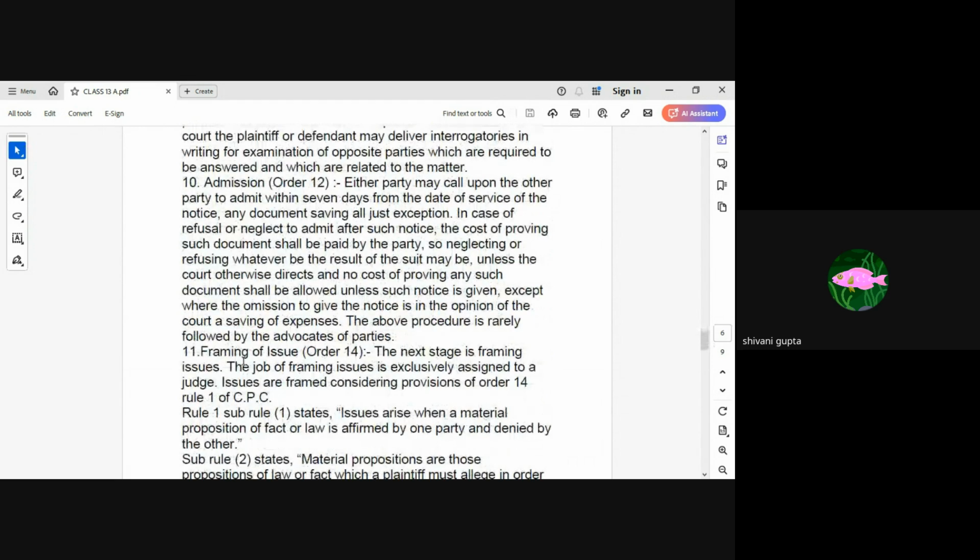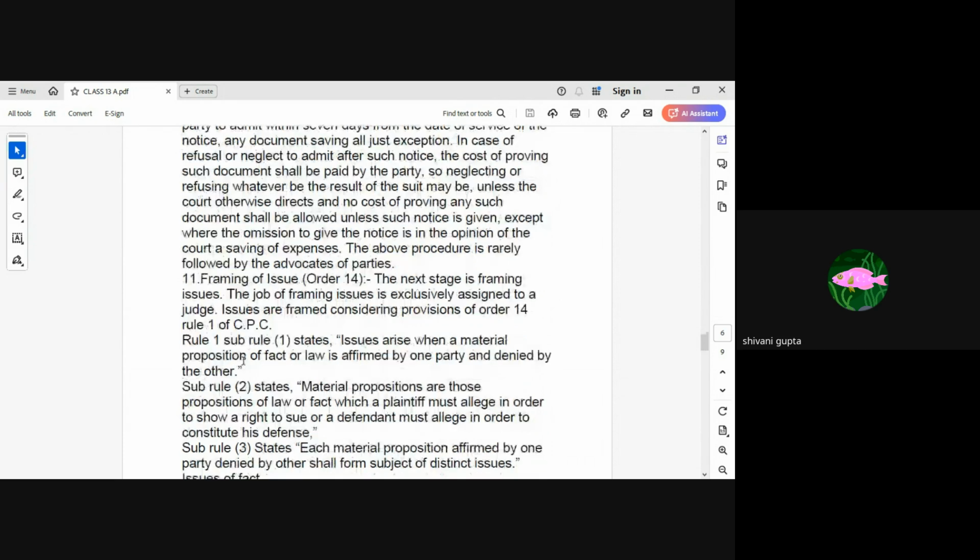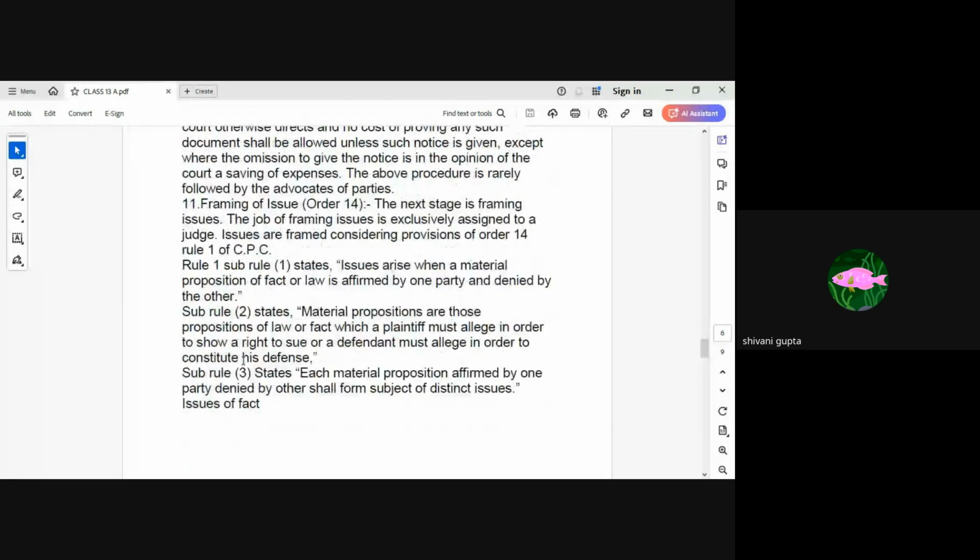Next is Order 14, followed by the framing of issues. The job of framing issues is exclusively assigned to the judge of the district court or civil court. The issues are framed under the provisions of Order 14, Rule 1 of CPC. Sub-rule 1 states that issues arise when a material proposition of fact or law is affirmed by one party and denied by the other. Next are sub-rules 2 and 3, which you need not prepare.